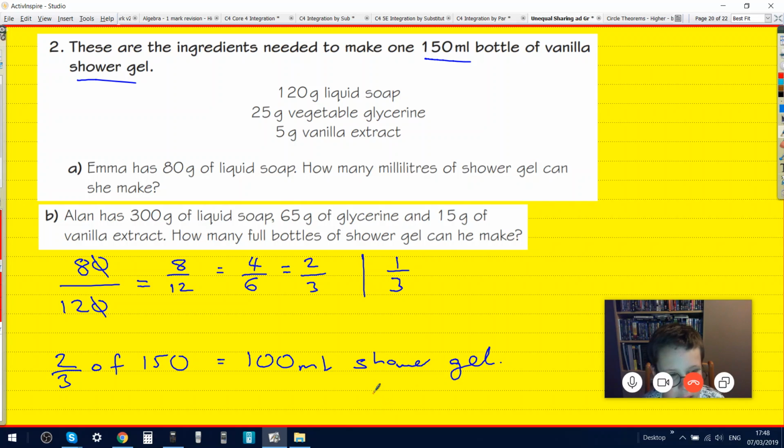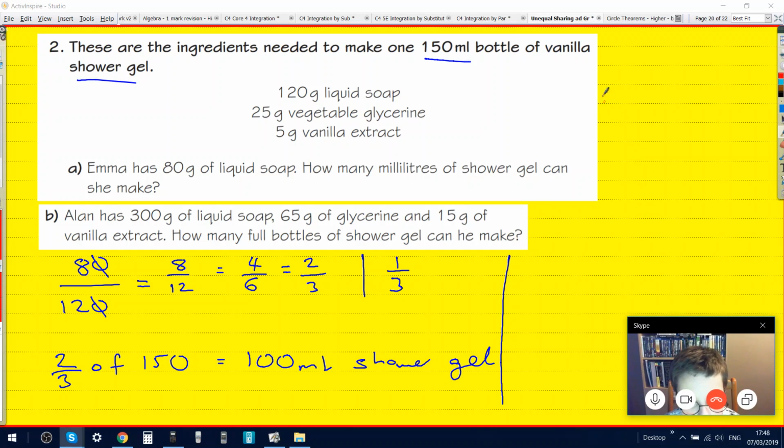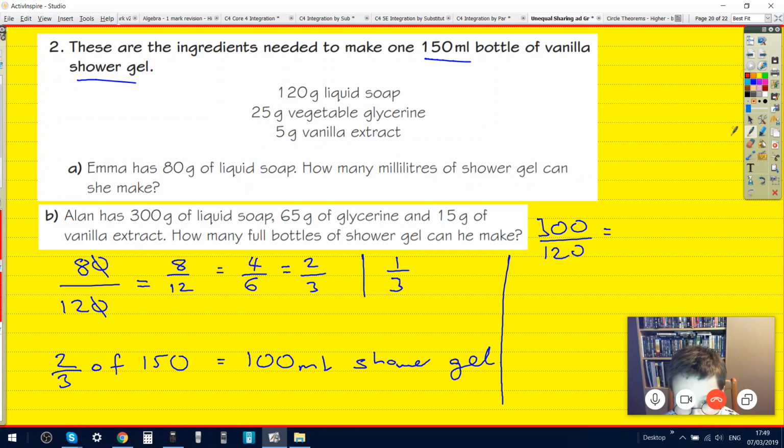Aaron has 300 grams of liquid soap, 65 grams of glycerine, and 15 grams of vanilla extract. How many full bottles of shower gel can he make? So I think we need to write down 120 over 300. Let's see. I think we'll do it the other way around. We'll do 300 over 120 and see how many 120s are in 300. So 120 goes into 300 2 times.